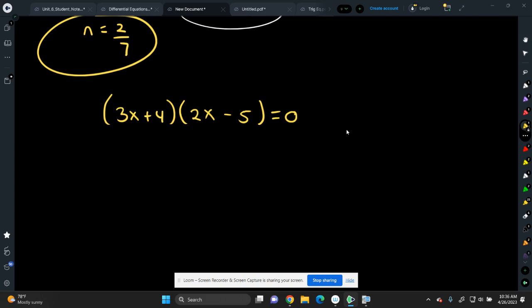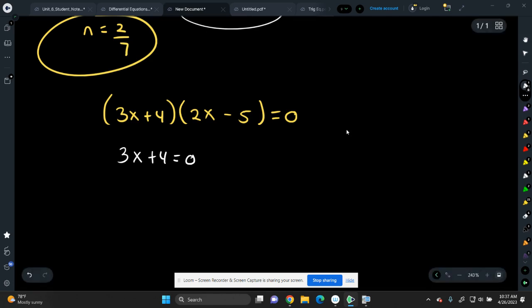Okay, you shouldn't need a calculator for this, guys. Right? How do we do this? What do we do? Set up two equations. 3x plus 4 equals 0. 2x minus 5 equals 0. Okay, let's solve the first one.